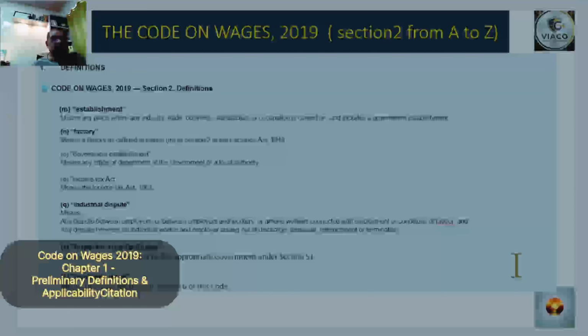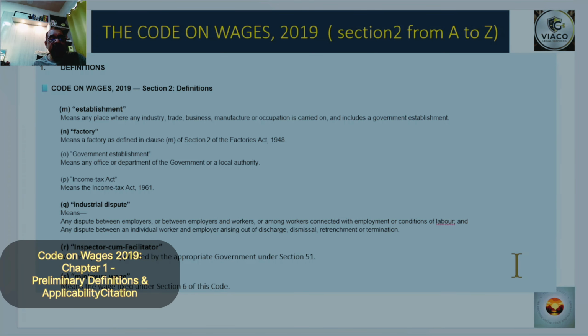Industrial dispute, Section 2Q. Very important, Section 2Q. Any dispute between employers, or between employer and worker, or worker and worker, connected with employment or conditions of labor. Any dispute between an individual worker and employer arising out of discharge, dismissal, retrenchment, or termination. Discharge, dismissal, retrenchment, and termination. So DDRT. So a dispute arises between an individual worker and employer. A dispute arises between employers, or between employers and workers.